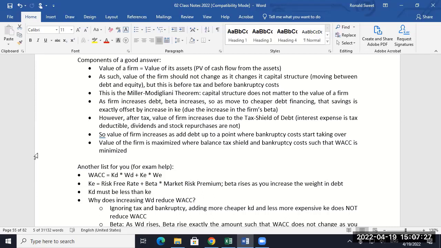Why doesn't it matter? Because as you use more debt, even though debt's cheaper, your beta increases, your cost of equity increases. Those two exactly offset each other. So your WACC is just a flat line before taxes.